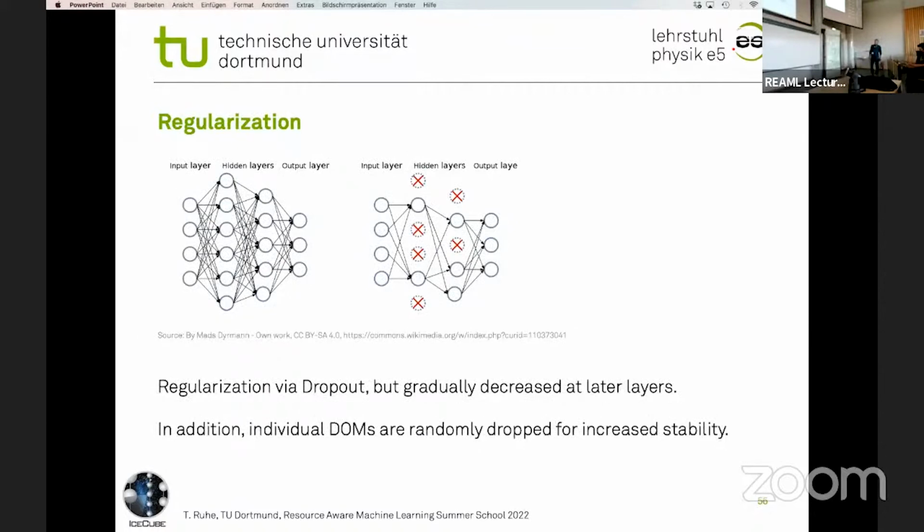Regularization happens via dropout in these neural networks, but we gradually decrease this dropout at later layers. This can be done. We really have a huge amount of training examples. It goes into the millions, actually.